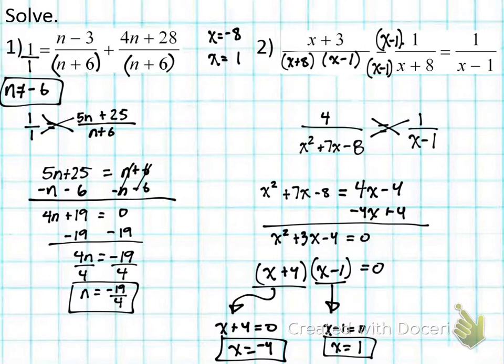So looking at my final answer, is negative 4 an excluded value? No. So we're good. That's definitely a solution. X equal to 1, this solution. Is this an excluded value? Yep. We can't use that because it's an excluded value, so we cross that out. We'd say that's an extraneous solution. So even though we want it to be a solution, it's not a solution. It's an extraneous solution. Okay? Does that make sense?